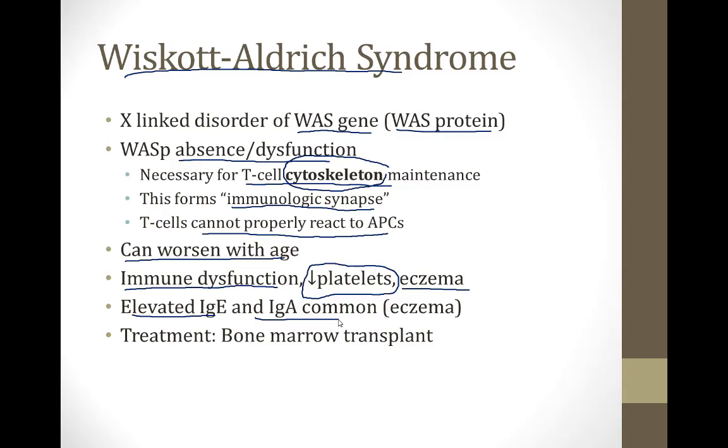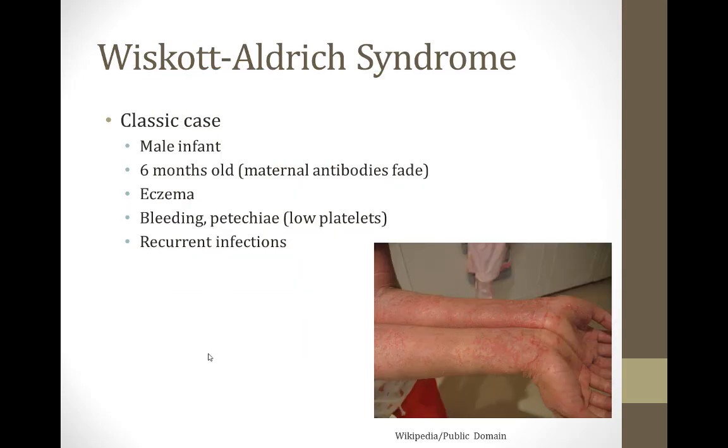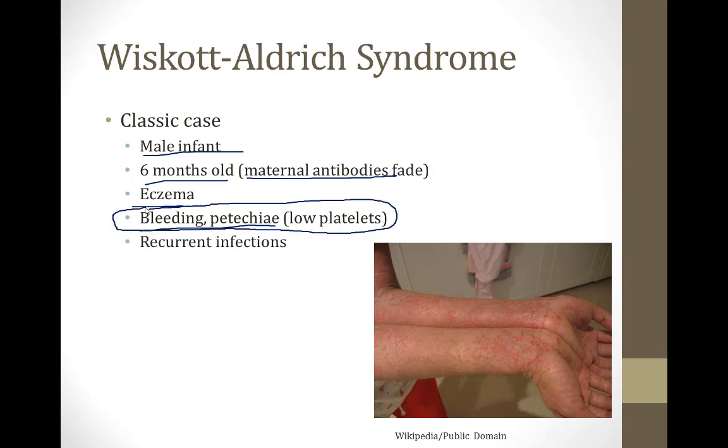And you can treat the Wiskott-Aldrich syndrome with a bone marrow transplant, which restores normal T cell function to the patient. So the classic case of Wiskott-Aldrich syndrome is a male infant about 6 months old when the maternal antibodies fade, who develops eczema and then bleeding and petechiae from the low platelets. And this disorder is unique among the immune deficiency disorders. None of the other disorders give bleeding and petechiae and low platelets. As soon as you see this, you should think of Wiskott-Aldrich syndrome. And then finally, they will develop recurrent infections from the T cell dysfunction.